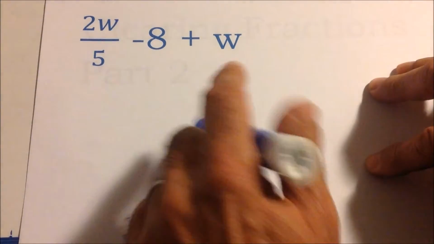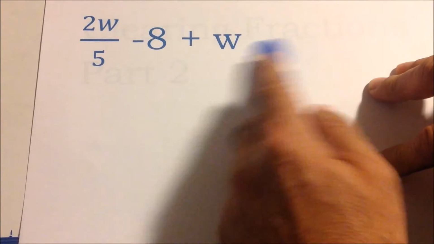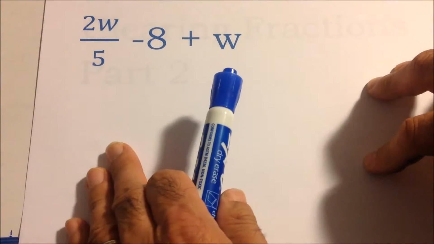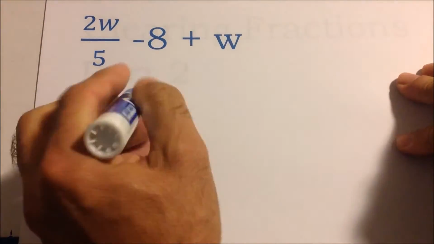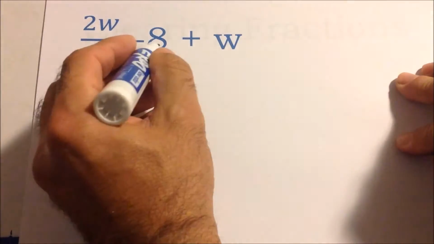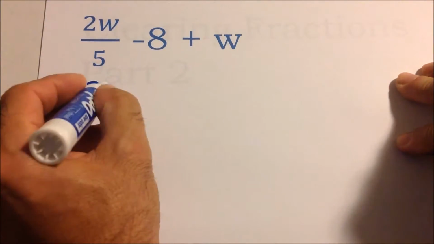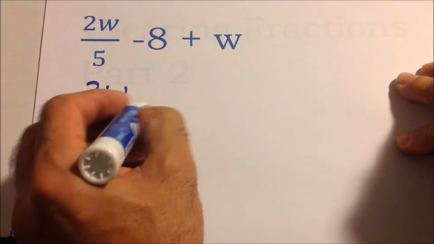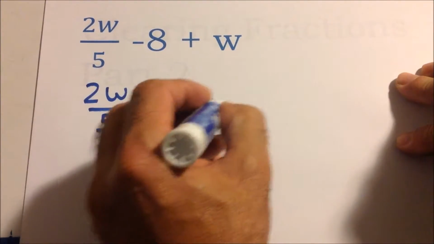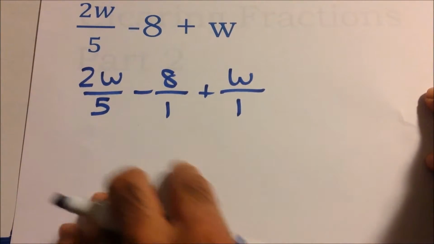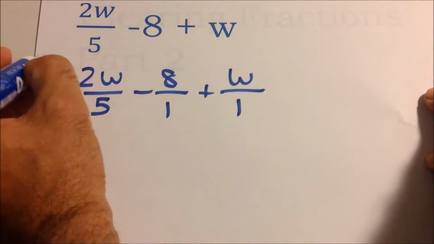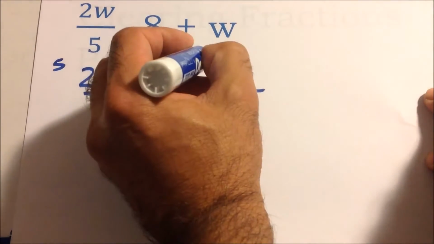So here's an expression. When you see an expression, you don't see an equal sign, you know you're going to have a denominator. So let's clear the fractions first. I'll write this over. We're going to put everything over 1. That's a whole number here. So we'll have 2w over 5 minus 8 over 1 plus w over 1. So it's still an expression. And the lowest common denominator is 5. So we'll just put a 5 up there.